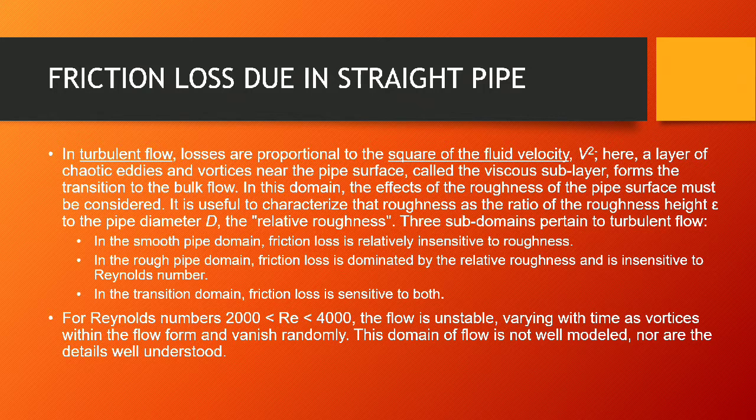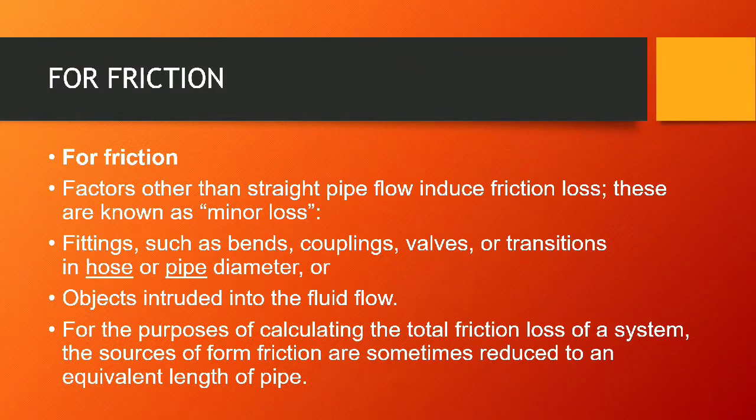For Reynolds number between 2000 and 4000, the flow is unstable, varying with time as vortices within the flow form and vanish randomly. This domain of flow is not well modeled, nor are the details well understood.